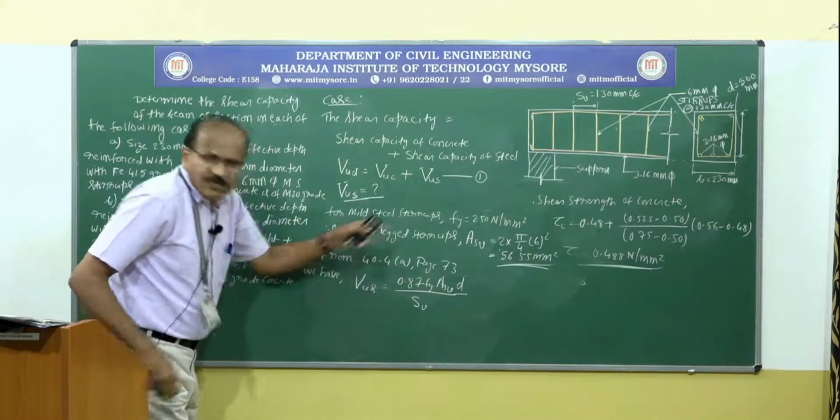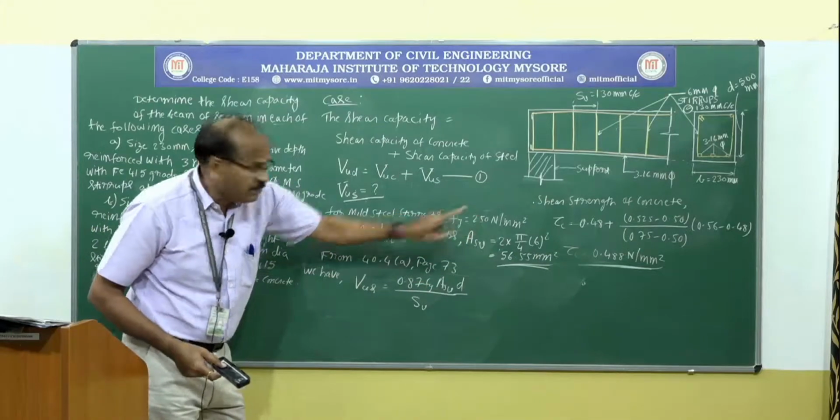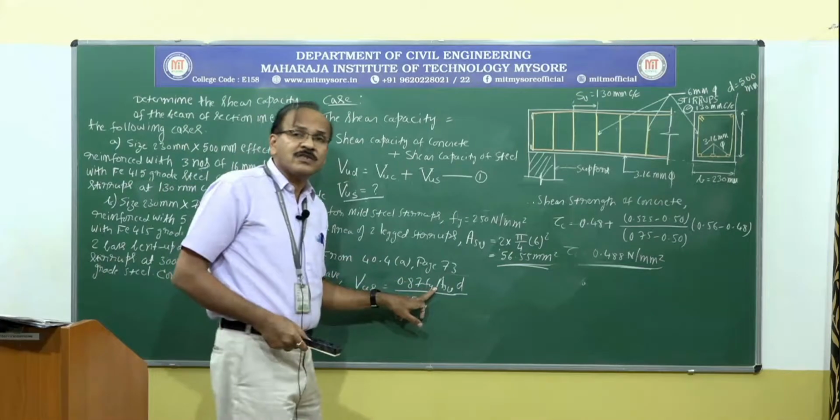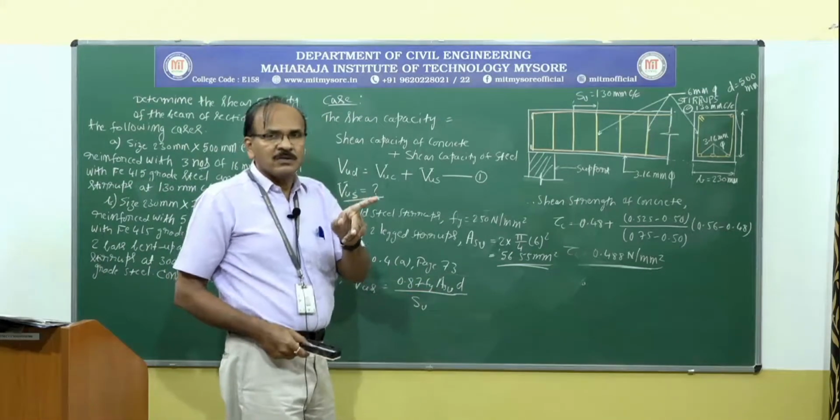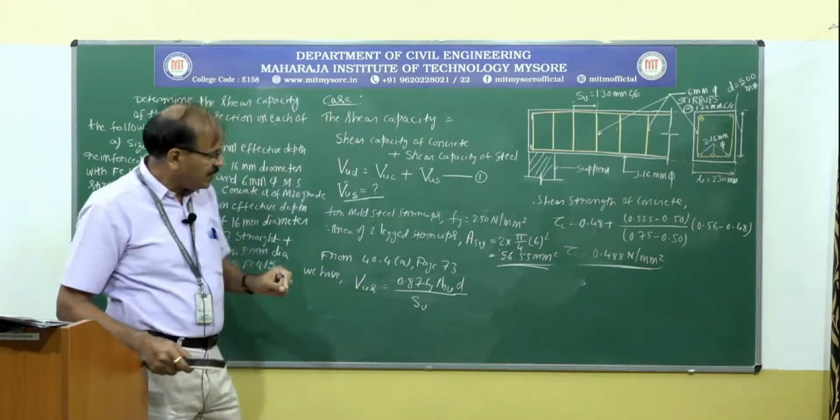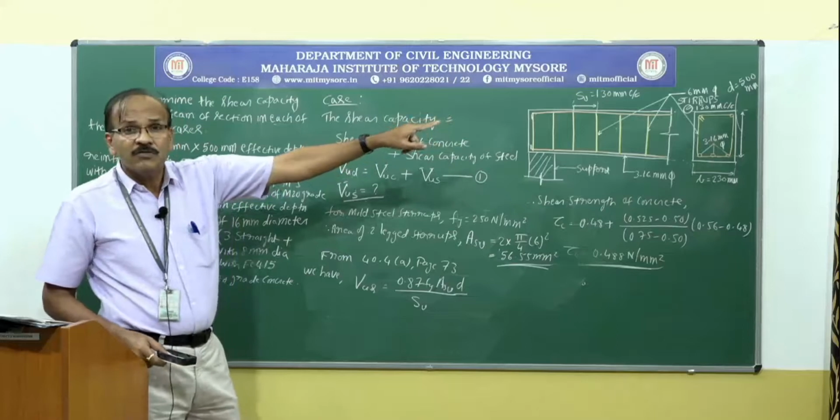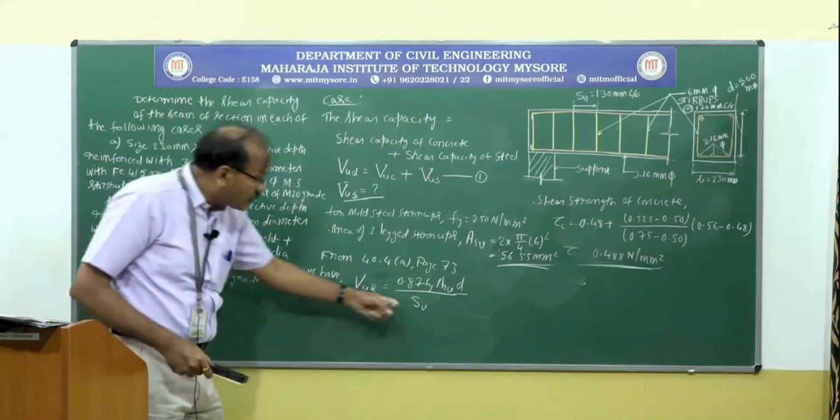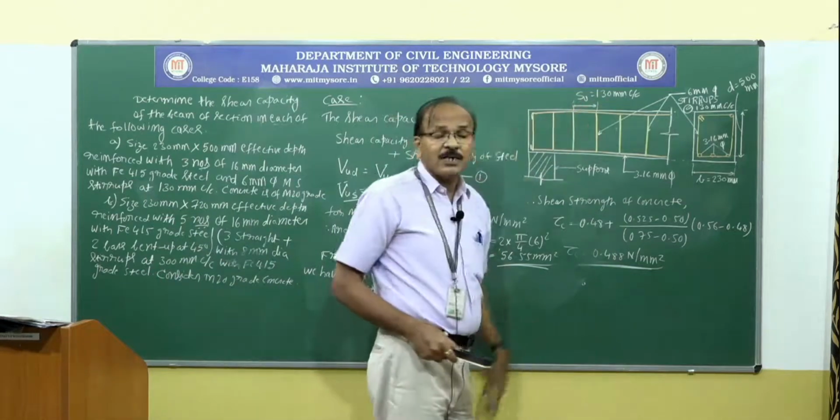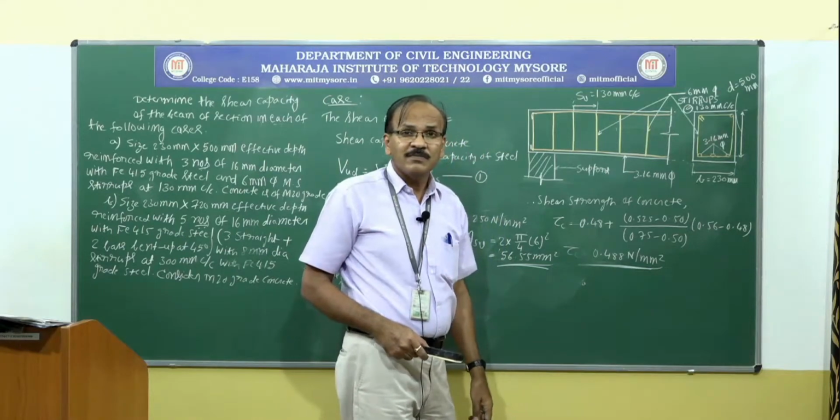So, substitute the values. What is Fy? Fy is 250 Newton per millimeter square. ASV is the area of cross section of two legs, and each leg is a bar of 6 millimeter diameter, and D is the effective depth which is given, that is equal to 500 millimeter, and SV is the spacing of the stirrups. Stirrups are provided at 130 millimeter center to center.